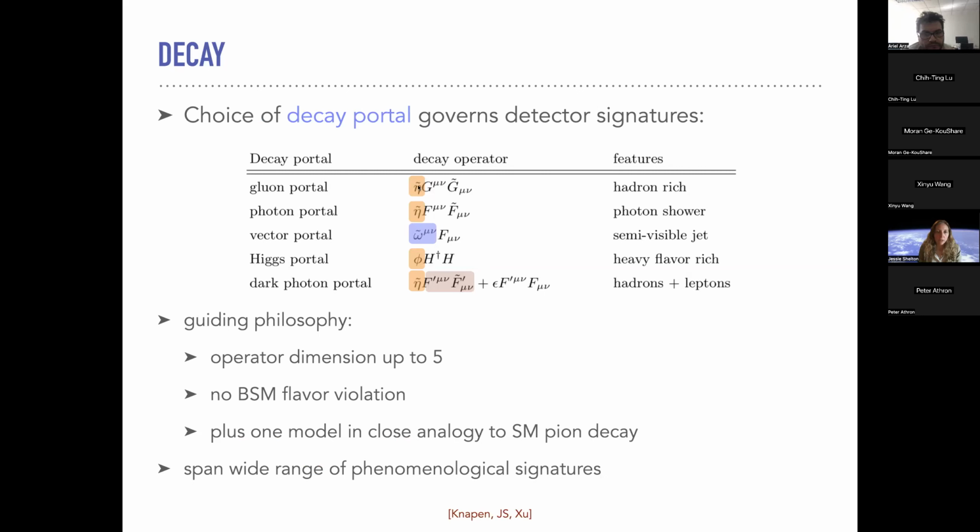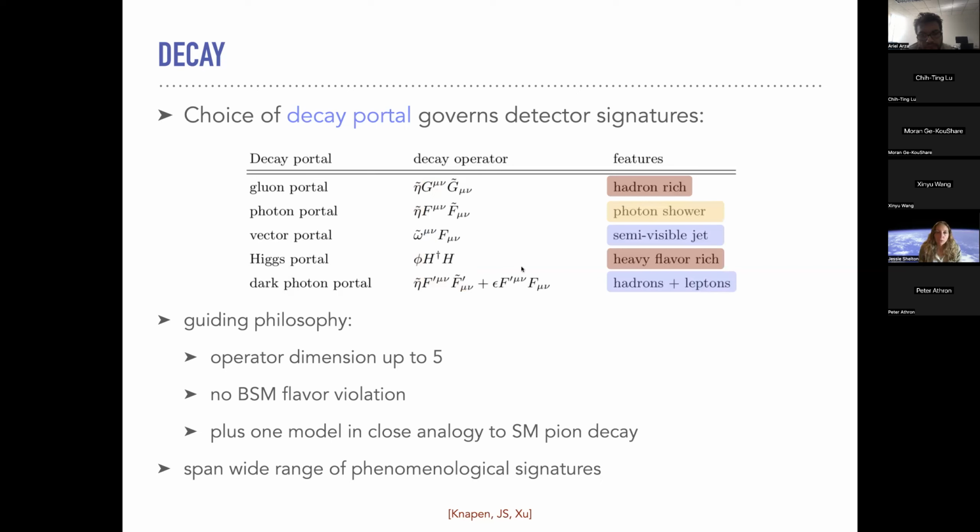To guide you, these orange ones are scalar mesons. The blue indicates a vector meson. We wrote down a limited set of operators. The philosophy we used was we considered operator dimensions up to 5. So two renormalizable portals and two dimension five portals. We didn't consider the neutrino portal, which is also dimension four, because we didn't want to deal with beyond the standard model flavor violation. Then we wrote down one additional model where we introduced here in sort of red tan a fundamental dark photon, and then let a scalar dark meson decay to pairs of dark photons very analogous to standard model pion decay. So this set of operators gives you a wide range of phenomenological signatures.